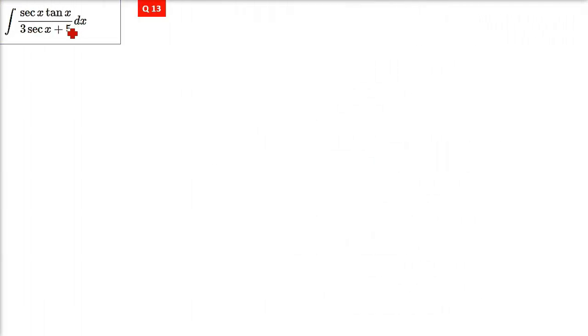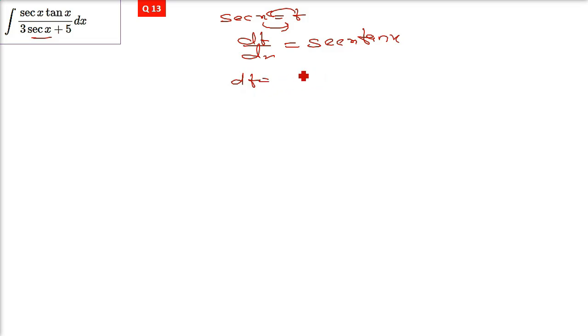Okay, 3 sec x plus 5 in the denominator. In numerator we have sec x tan x. And we know that the differentiation of sec x is sec x tan x. So you can see how the things unfold. Sec x, if you put it as t, I'll show you one more question where it's not necessary to put sec x equal to t. You can have 3 sec x plus 5 also. You'll just see in a later question. Right now sec x equals t, dt by dx is sec x tan x. So dt will become sec x tan x into dx.